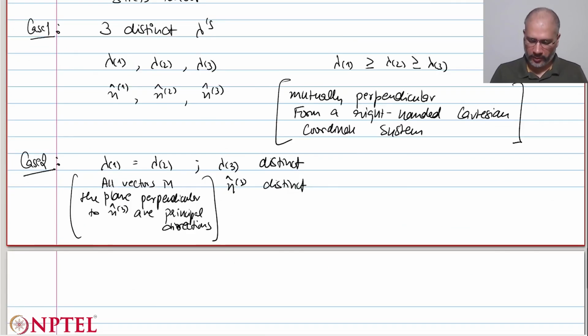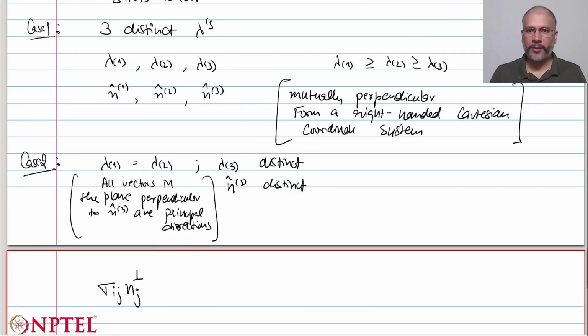So that will mean that if I take sigma ij times nj for an n which falls on the plane perpendicular to n3 hat, we get lambda 1 times n perpendicular j. So I'll write that the vector n perpendicular dotted with n3 hat is 0.